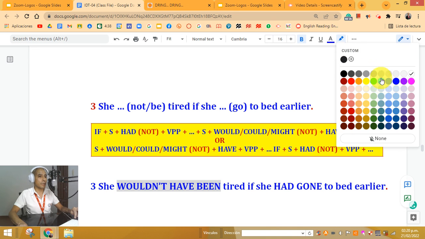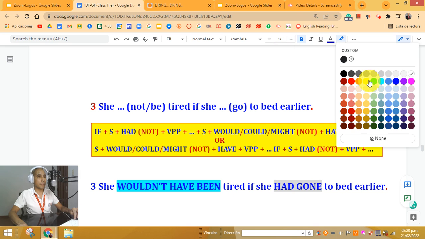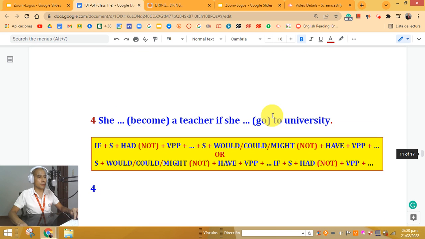In this case, I start my sentence with the result clause, so I'm going to use light blue. And then I finish it with the if clause, in this case, had gone. There you have example number three. We're going to continue with number four now.